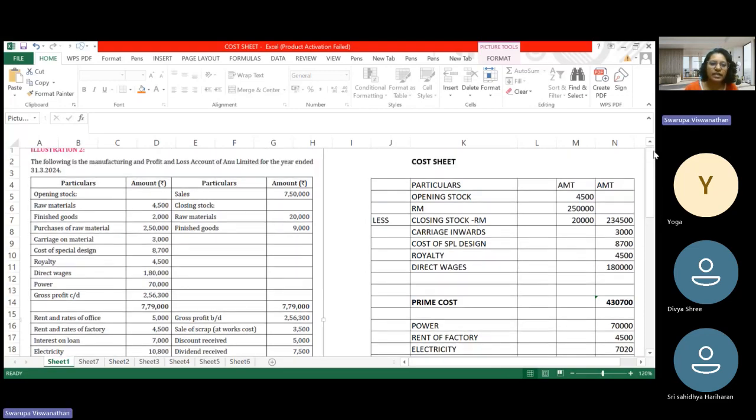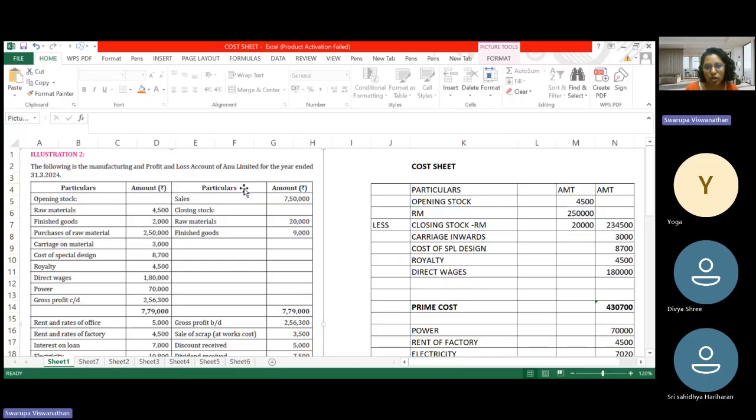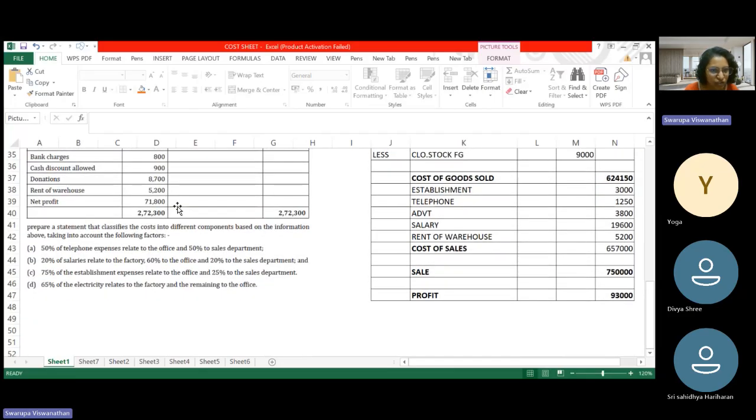Here we have been given a profit and loss account for the year ended 31/3/2024 and certain other adjustments are given. So first you have a question on preparation of cost sheet. Go through the entire question and identify how the expenses are being divided among office, sales and factory.